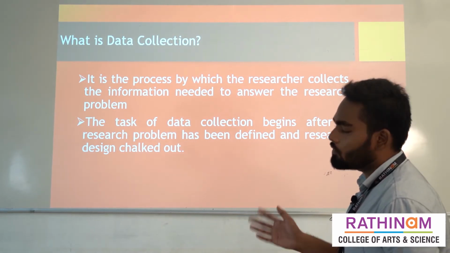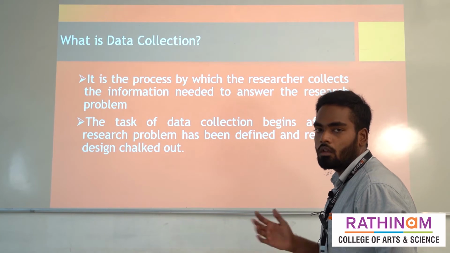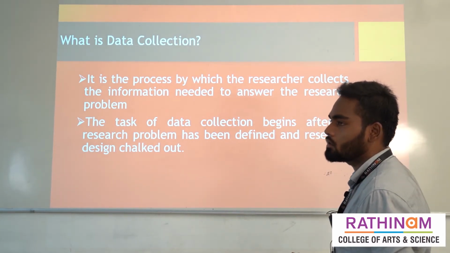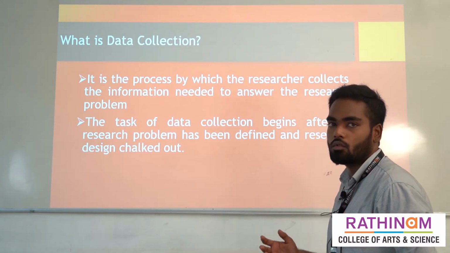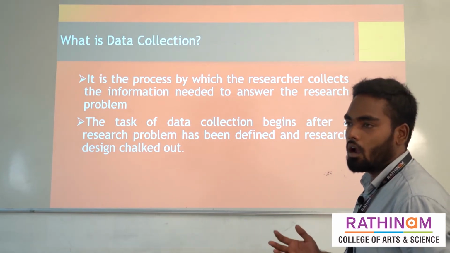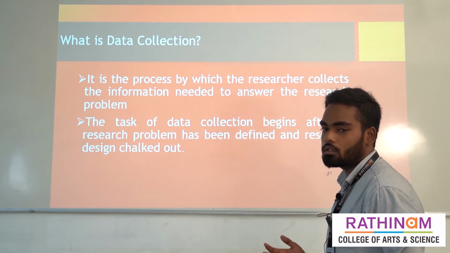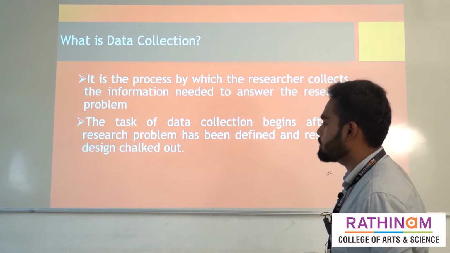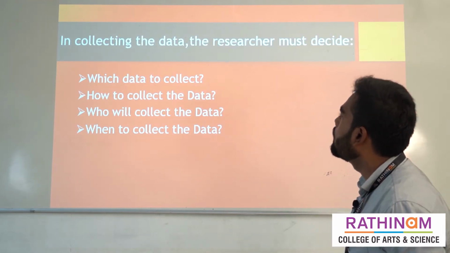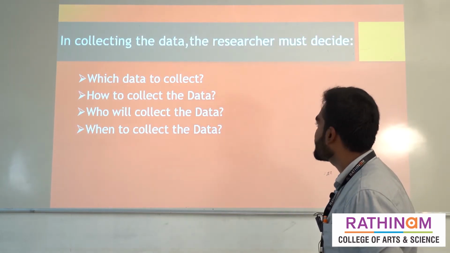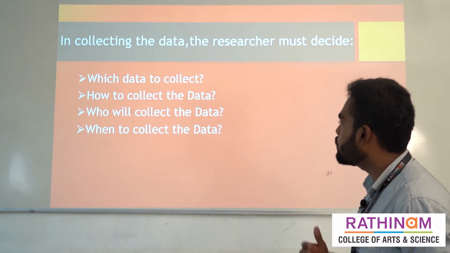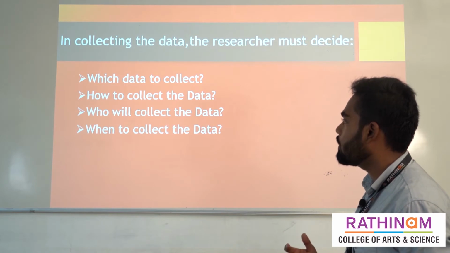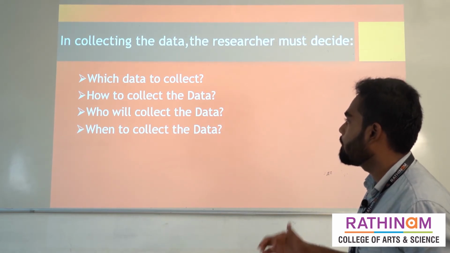chalked out. Before data collection, the researcher has to go through various processes. First, the researcher has to define the research problem, second, review the literature, third, formulate the hypothesis, and then make a research decision. Then he can go to the data collection. In collecting the data, the researcher must decide which data to collect, how to collect the data, who will collect the data, and when to collect the data.